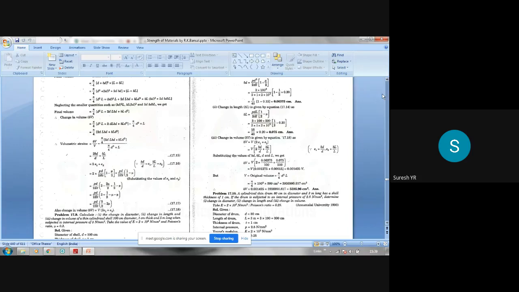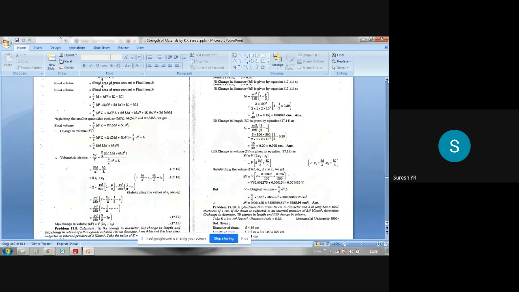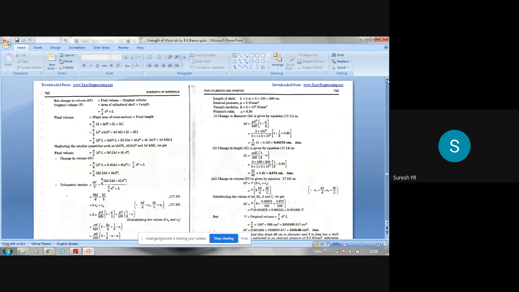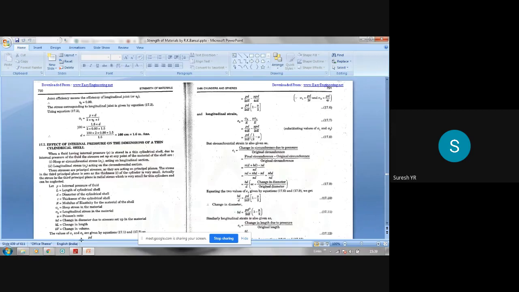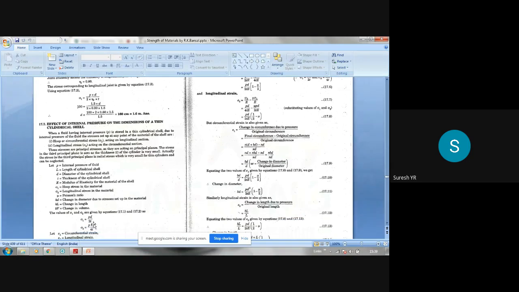So here what we have done is, first, this is an important derivation. You have to practice. These are the notations we are going to use. First, we have taken the expression for the circumferential stress, that is sigma 1, or the hoop stress, PD by 2T. Longitudinal stress is PD by 4T. They will be mutually perpendicular to each other, sigma 1 and sigma 2.